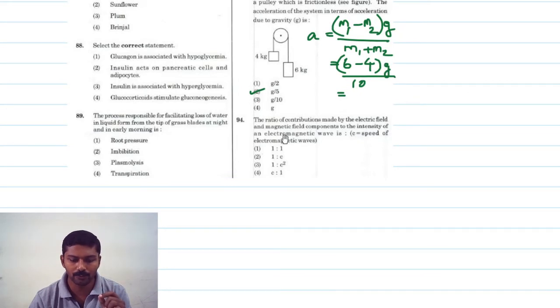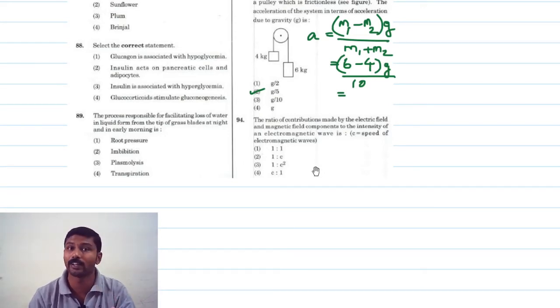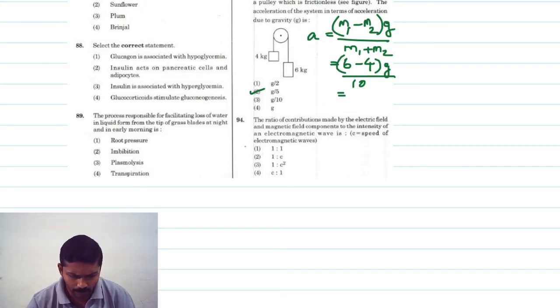The contribution of the electric field and magnetic field to the intensity of an electromagnetic wave is asked. According to this question, they are trying to ask what the contribution of the electric field and magnetic field to the intensity is, and you find that the electric field and magnetic field contribute the same value. So you'll find that the first option is the right answer.